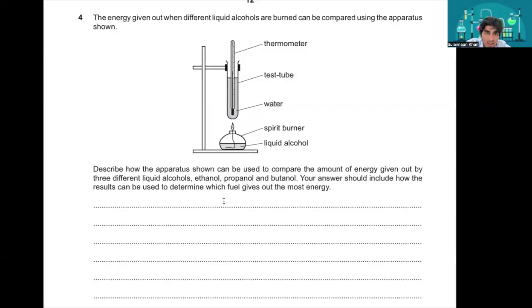Read the question. She says, the energy given out when different liquid alcohols are burnt can be compared using the apparatus. Describe how the apparatus shown can be used to compare the amount of energy given out by three different alcohols. Your answer should include how the results can be used to determine which fuel gives the most energy.